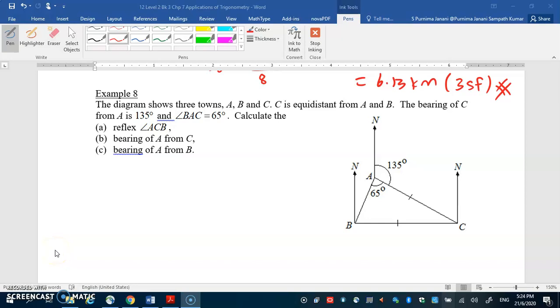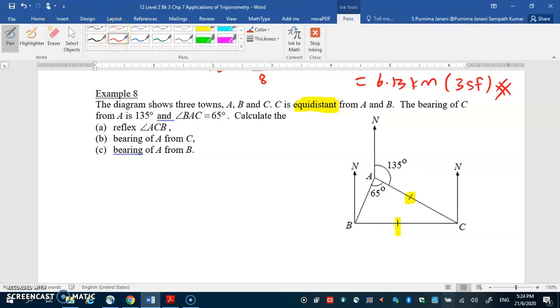Okay, moving on with example 8. The diagram shows three towns A, B and C. C is equidistant from A and B. What is equidistant? It means it is of equal distance from A and B. So this side and this side, AC and BC, are the same length.